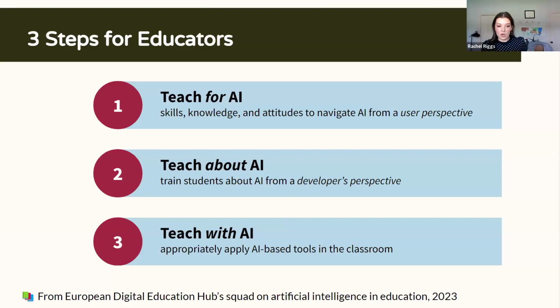The AI squad from the European Union put out a report. It's called Use Scenarios for AI in Education, something like that. If you Google this, you'll find it. But anyway, they outlined 3 steps for educators. So the first step that they advocate for is teaching for AI. That means teaching the skills, knowledge, and attitudes to navigate AI from a user perspective. In contrast to teaching about AI, which is training students about AI from a developer's perspective. And then third, teaching with AI, which has more to do with the teacher appropriately applying AI-based tools in the classroom.